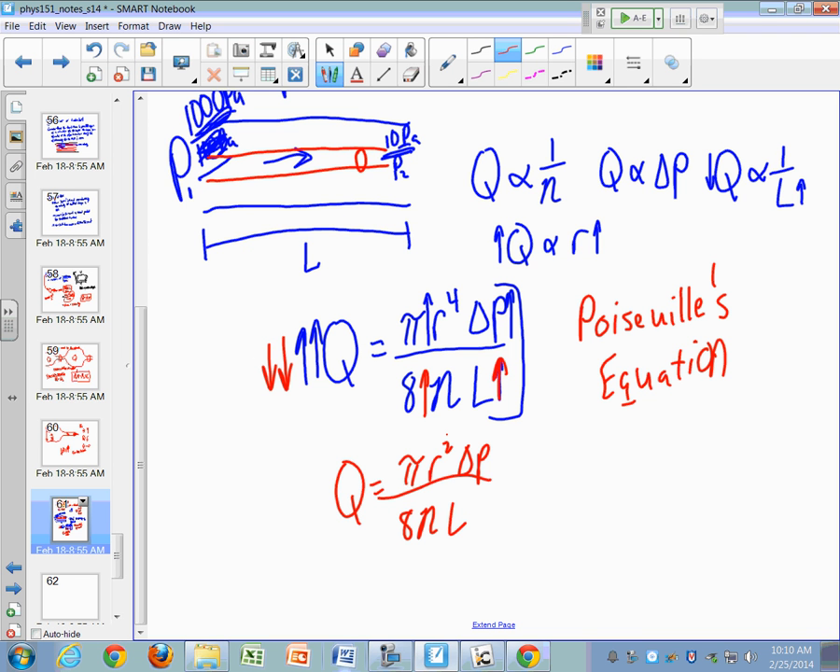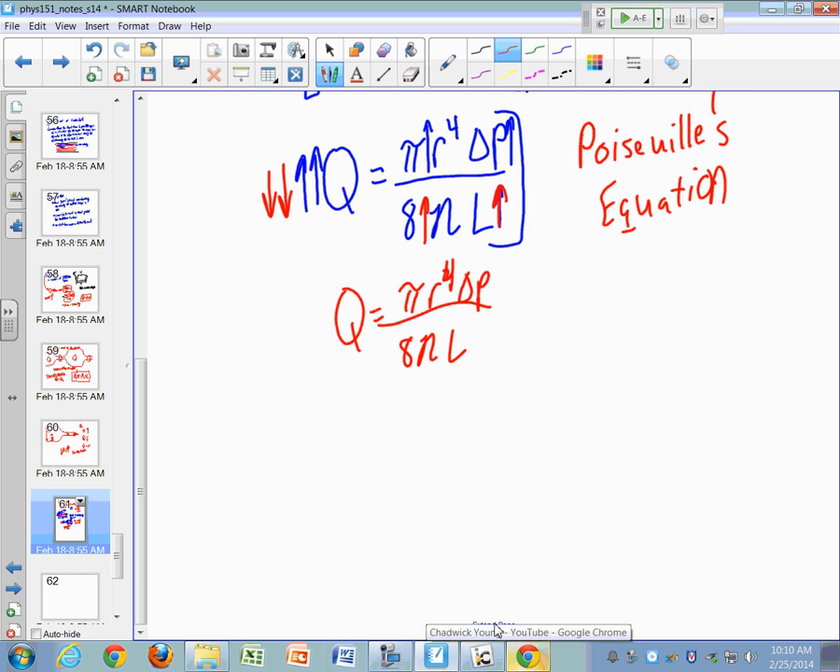Oh, it's part of the 4th, yeah. One other thing here is notice the very strong correlation on R. Q is directly proportional to R to the 4th. So if I make the radius bigger by a factor of 2, it's going to increase my flow rate by 16, 2 to the 4th, because I have this 4th power. So any changes in the size of the vessel, the pipe or whatever it happens to be, are going to change my flow rate drastically because of that fourth power.